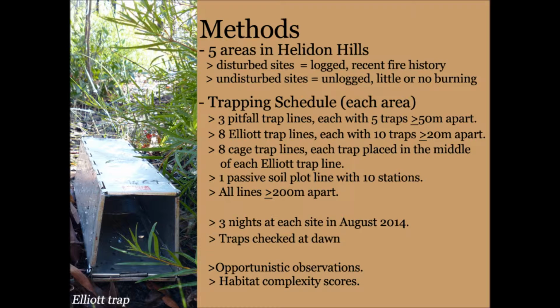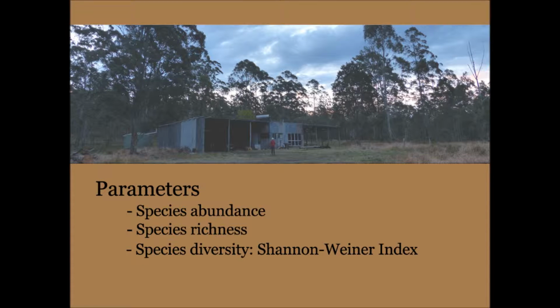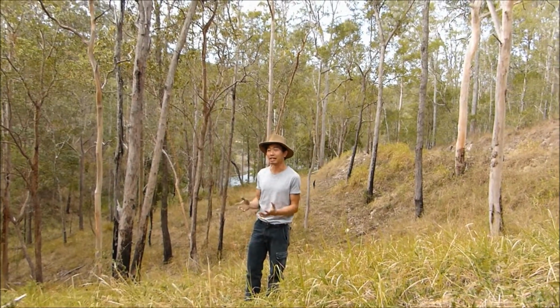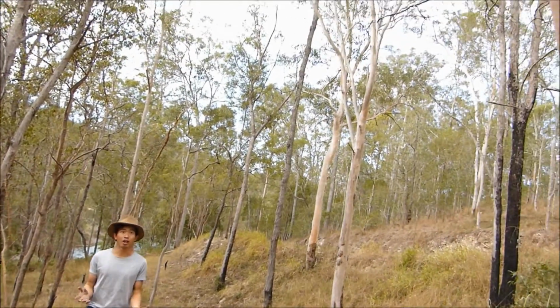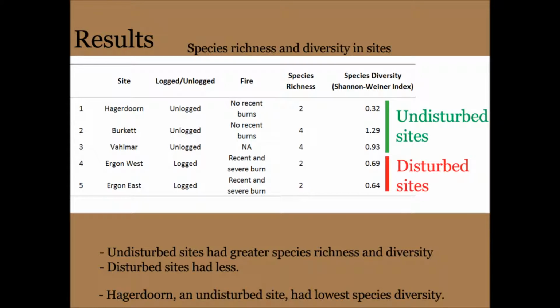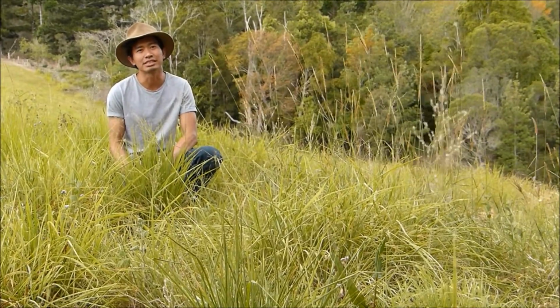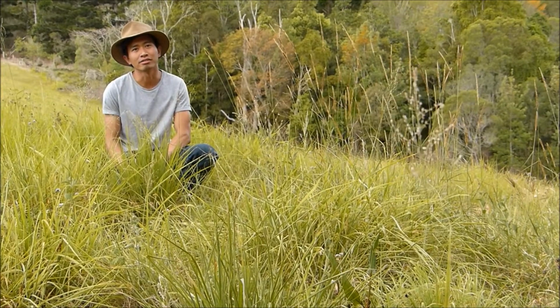Besides the habitat complexity scores, the species abundance and species richness were also calculated for each site. On top of that, species diversity was also determined using the Shannon-Weiner index. The results showed that there was greater species richness and diversity in undisturbed sites. Places that were unlogged and had little fire history had more species present in larger numbers, also showing a greater Shannon-Weiner index. The results also showed that species richness and diversity were linked to ground height and ground cover.